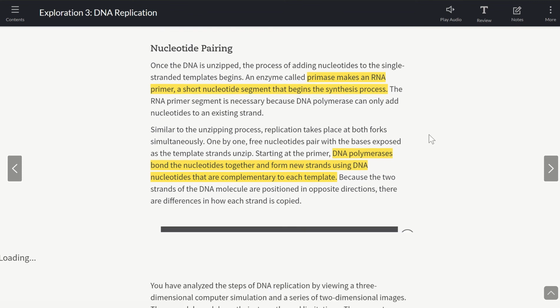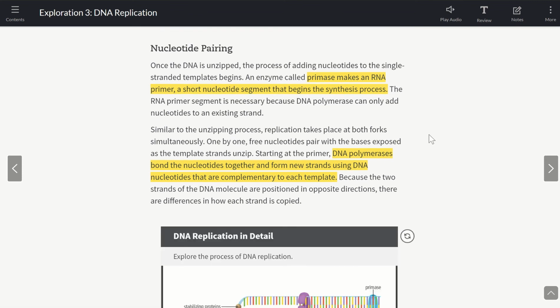Now, the process of creating a new strand of DNA is possible because of the complementary nature of the nitrogen bases. If you remember, DNA is made up of 4 nitrogen bases, A, T, C, and G. And those nitrogen bases always exist in complementary pairs, A with T, C with G.